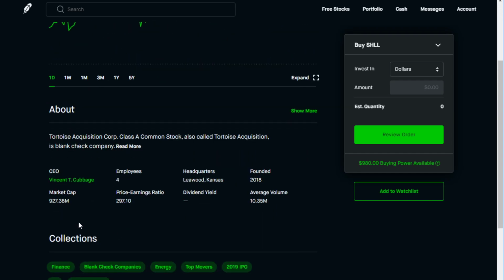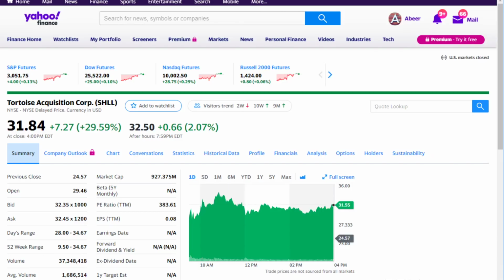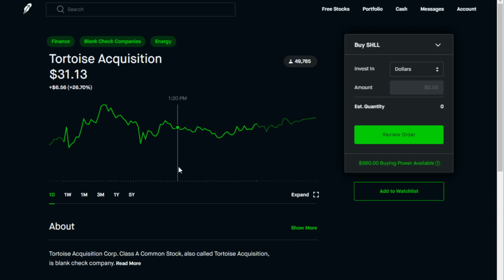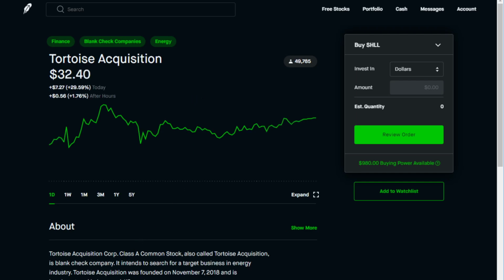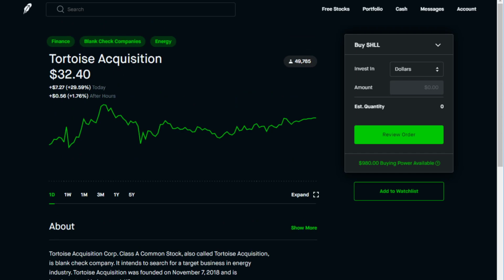dollars. And the worth of the company, if you see here, the market cap is $927 million. So what it means is more than one third of the company is not depending on the investors, but on the Robinhood investors. And so it's not about the company and the products that they have, but it's about the investors from Robinhood, who have invested in this company. So with that said, let me show you one last thing before going, and then you can make a decision whether you want to invest in this tortoise acquisition company or not.